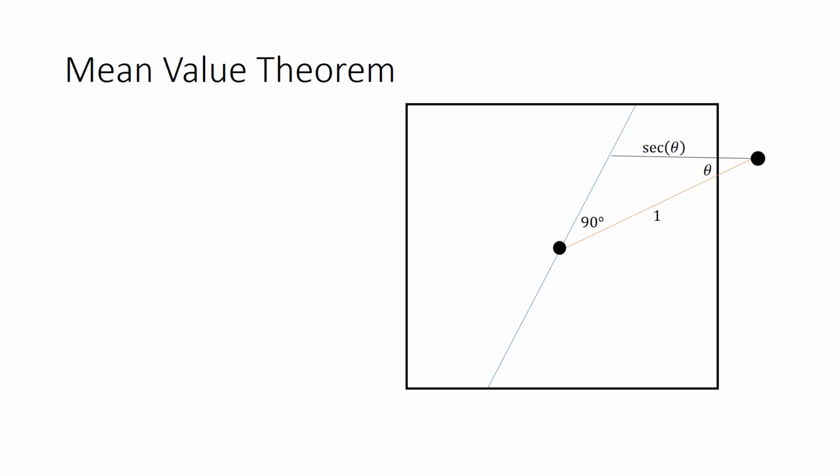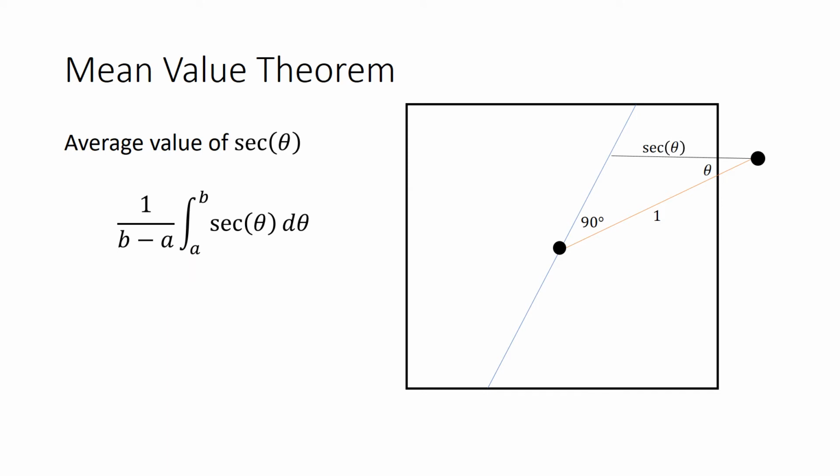So we're going to jump right into the calculus here. We'll use the mean value theorem for this, because we're doing expected probabilities and stuff. So we want to consider the average value of secant theta for these values of theta. The average value of secant theta, we'll employ the mean value theorem here: 1 over b minus a. b and a are the limits on our integral, secant of theta d theta.